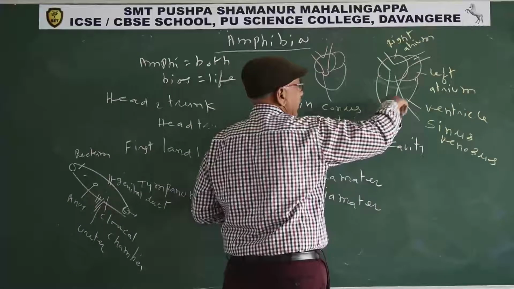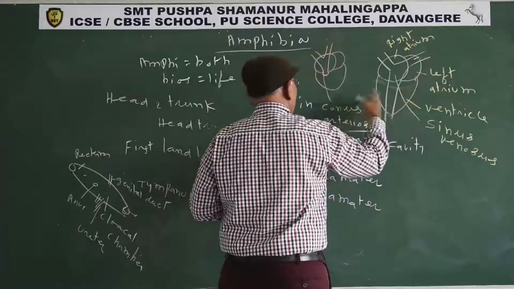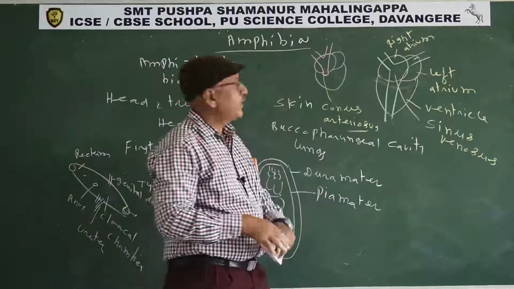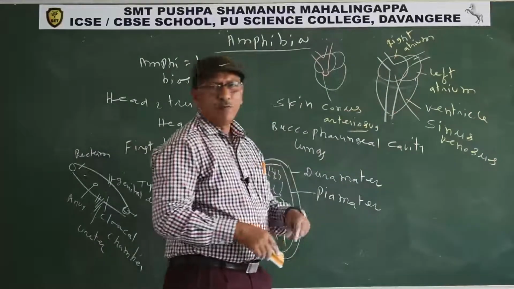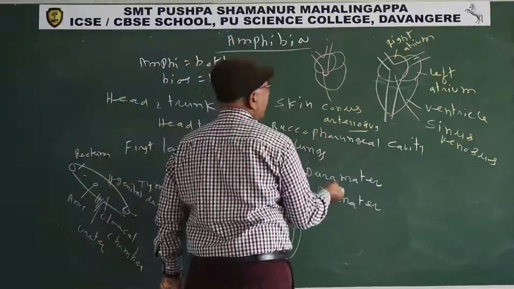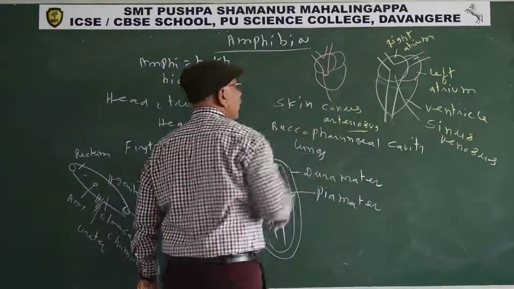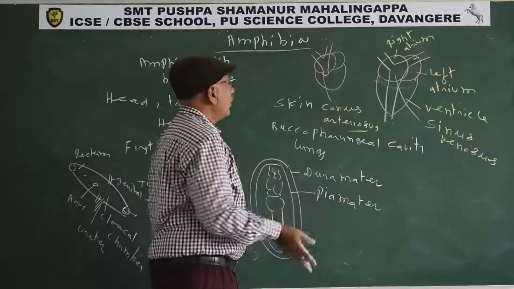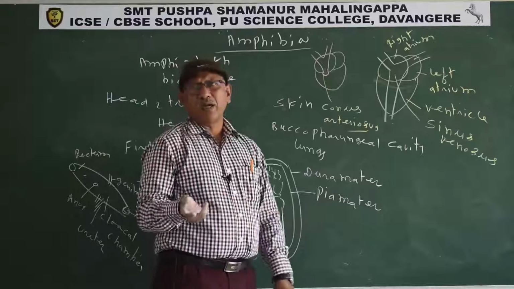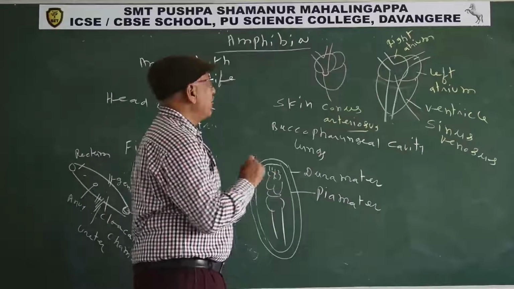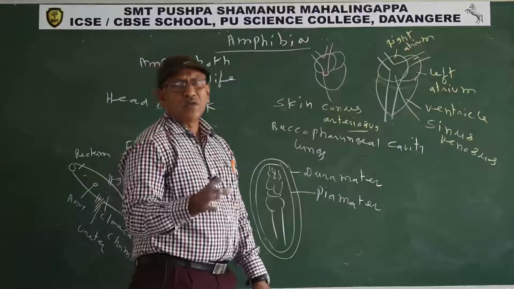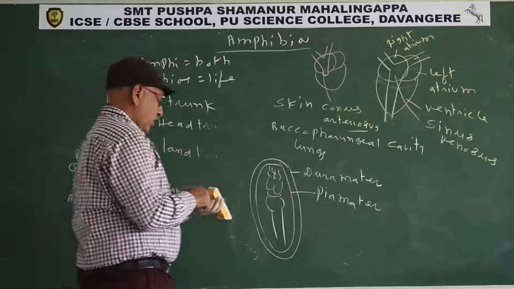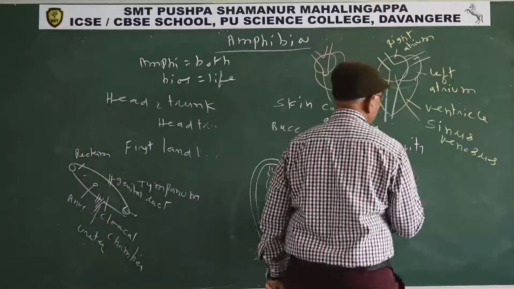When the atria contract, blood enters into ventricle. Right atrium contains deoxygenated blood, left atrium contains oxygenated blood. Mixed blood is formed in ventricle. When the ventricle contracts, the mixed blood enters conus arteriosus on the ventral surface. Conus arteriosus supplies blood to all organs. So in amphibia, only mixed blood is circulated to various parts of the body. Fertilization is external.